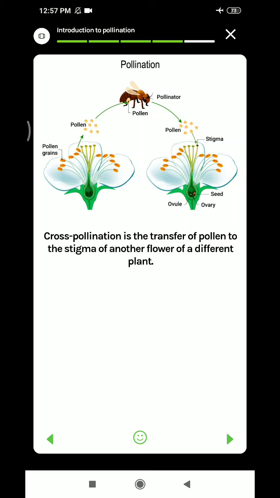Now you can open your biology book page 22. You can see figure 2.2, self-pollination. How in one plant pollination can occur. In the first figure, the self-pollination occurs in the same flower, and in the second figure, the self-pollination occurs in a different flower of the same plant. Then cross-pollination, figure 2.3, here a different flower of a different plant. You can see the cross-pollination.